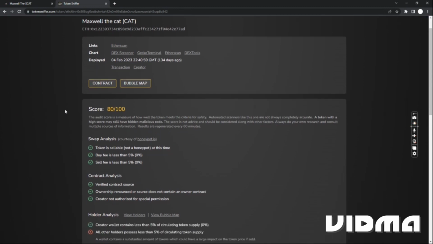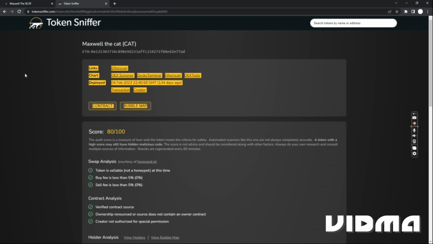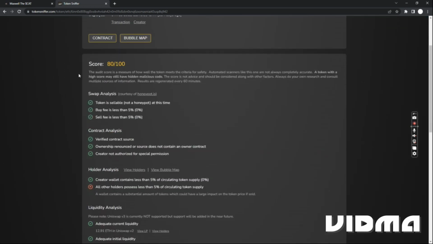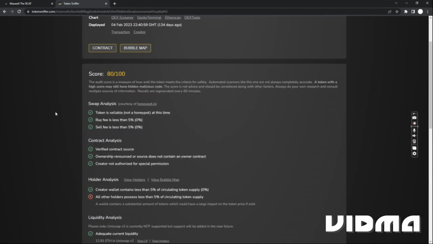And we can see here some links, when it was deployed, the value, and there we have an overall analysis, which begins with the honeypot check. Honeypot is when you buy in and can't sell, which is very bad, so this is green, all good. Buy sell fee, which means that once you buy or sell, a certain percentage gets extracted, 0%, all good.